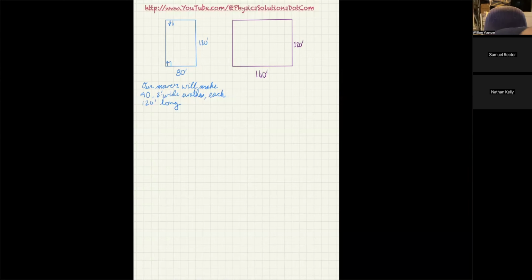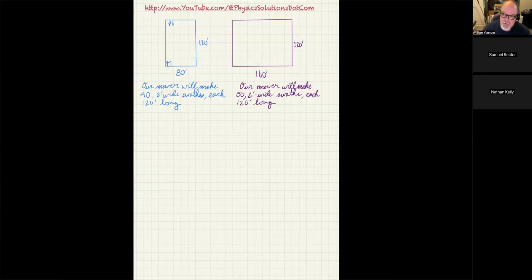In this case, our mower will make, instead of 40, it will actually make 80 2 foot wide swaths, each 120 feet long. Okay. So you might argue that the lot on the right is twice as much work as the lot on the left.